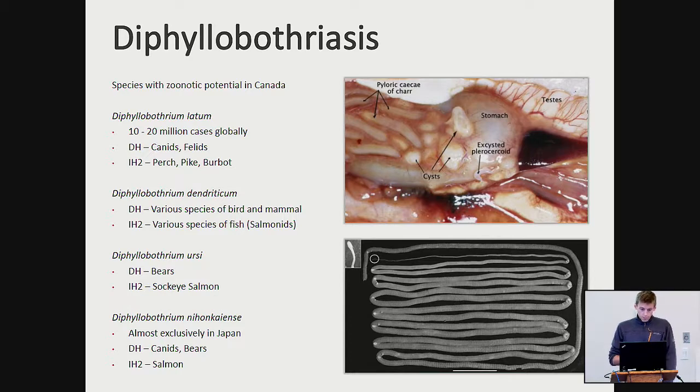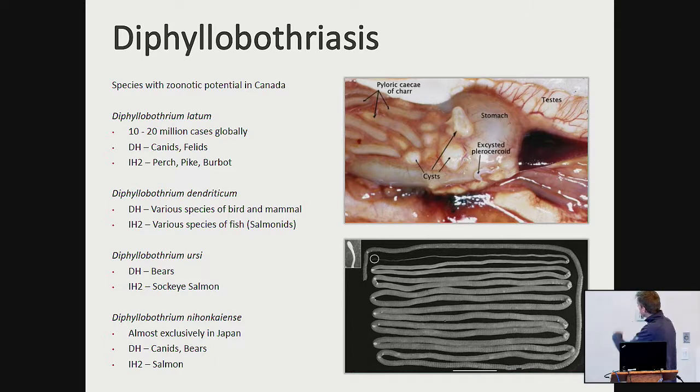And then we have Diphyllobothrium nihonkaiense. Not too sure how to pronounce that. And this is a disease that was almost exclusively reported in Japan, but there have been a few reports in the United States, Canada, and some other countries, and it's usually associated with imported fish, so probably from areas around Japan. So this is just an image of the adult cestode.